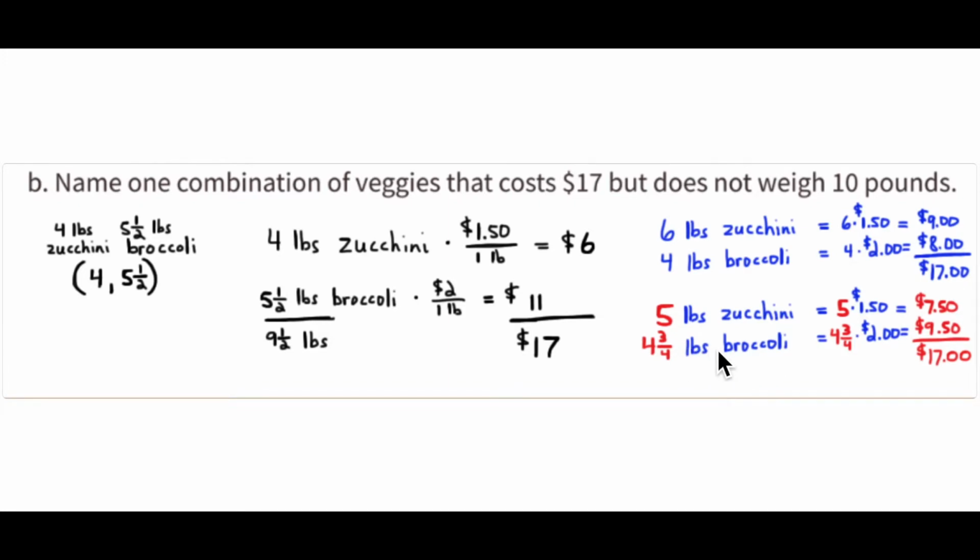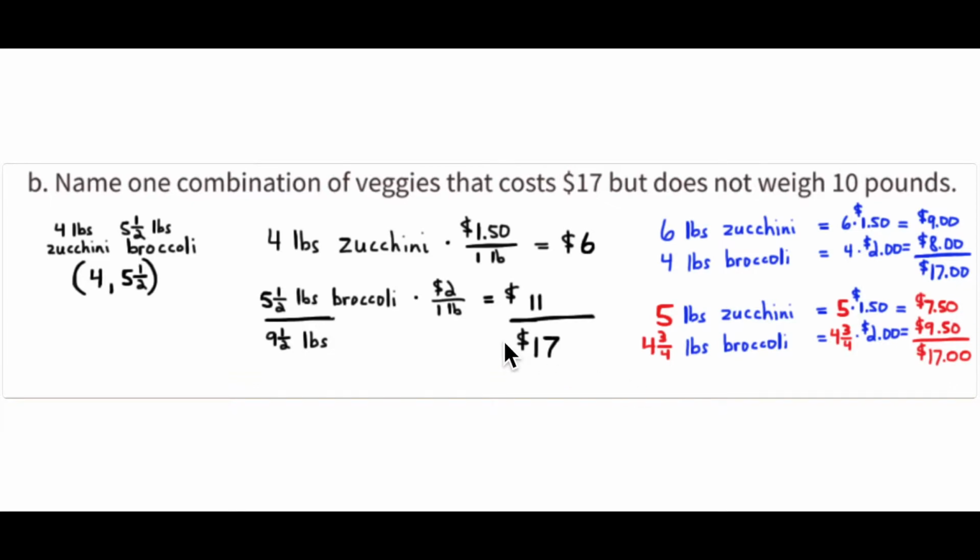So we have to increase the amount of broccoli by 3/4 of a pound, because 3/4 of a pound is equal to $1.50. So we have to add 3/4 of a pound of broccoli to keep that graph on the $17 line. So this now costs $17 still. So it's 5 times 1.5 is $7.50. So that's a decrease of $1.50. But 4 3/4 times 2 is equal to $9.50. So it's an increase of $1.50 over the $8. Add them together, it's still equal to $17.